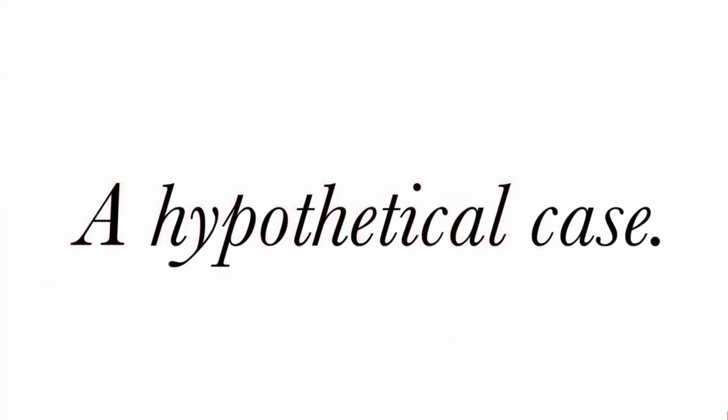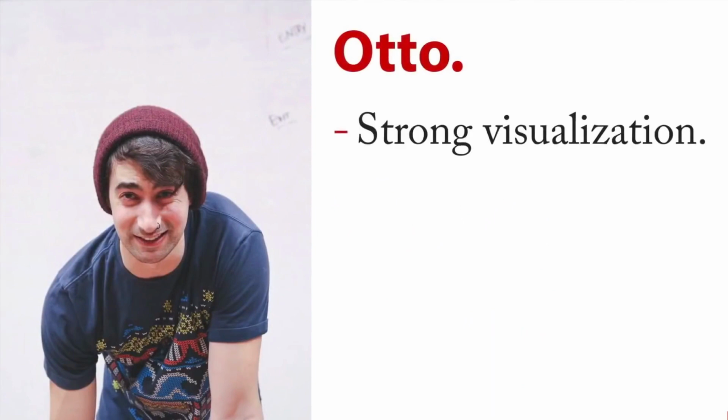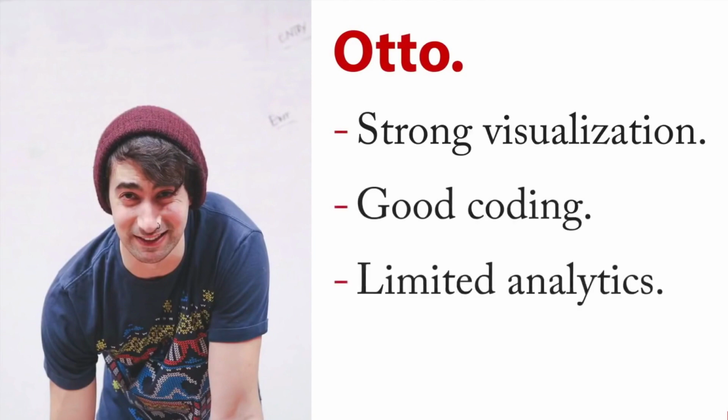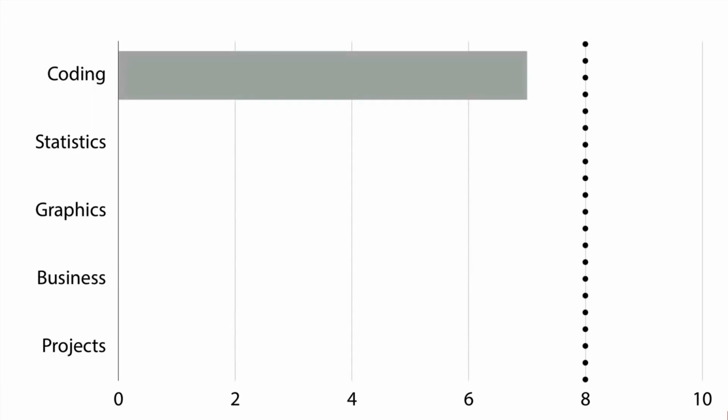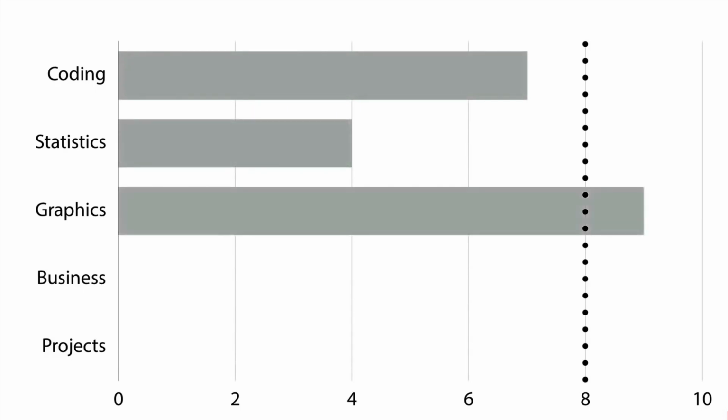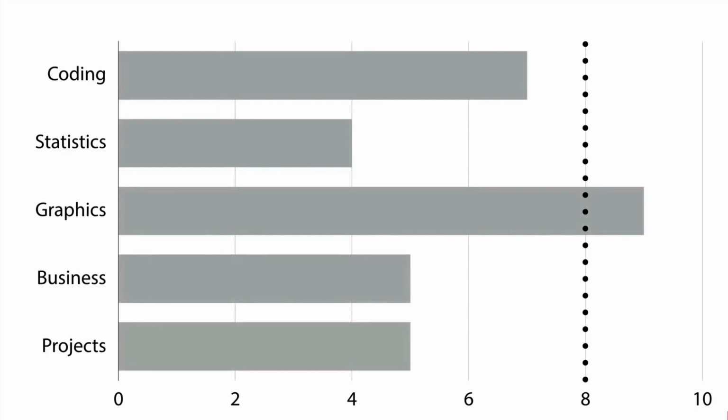So let's take a hypothetical case just for a moment. I'm going to give you some fictional people. Here is my fictional person, Otto, who has strong visualization skills, who has good coding, but has limited analytics or statistical ability. And if we graph out his abilities, here we've got 5 things that we need to have happen. And for the project to work, they all have to happen at least at a level of 8 on the 0 to 10 scale. If we take his coding ability, well, he's almost there. Statistics, not quite, halfway. Graphics, yes, he can do that. And then business, all right. And project, pretty good.